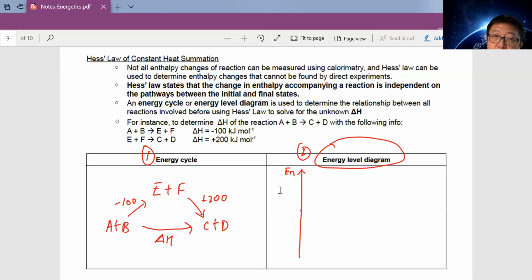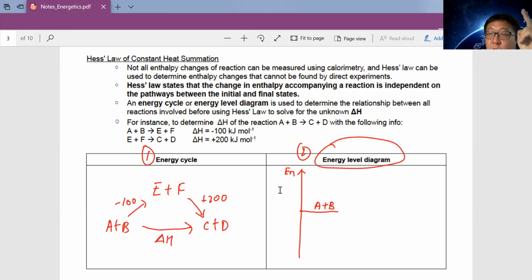And if I want to put here A plus B, I draw a line first, A plus B, right? Okay, I must have this. There are two things you need to be mindful of in an energy level diagram. Number one, you must understand the sign. Negative means go down, positive means go up. Number two, I must know the magnitude.